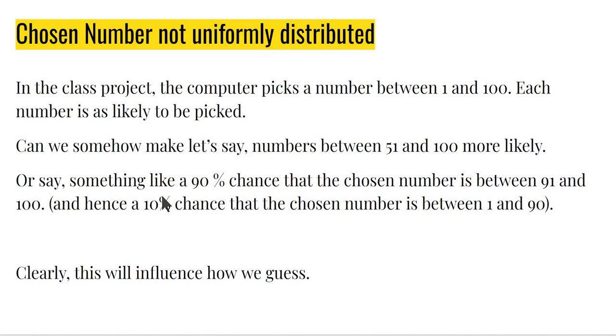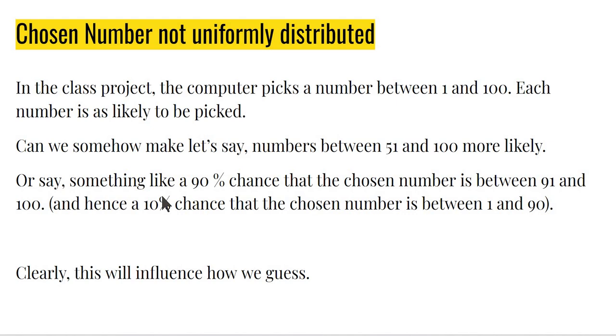I say, okay, look, can I somehow make numbers, let's say between 51 and 100 more likely? Or something even more extreme. Let's say there's a 90% chance that the chosen number is between, say, 91 and 100. And hence, there's a 10% chance that the chosen number is, say, between 1 and 90. Now, all these numbers are just arbitrary. But clearly, if the numbers are not uniformly distributed, the way you will guess will change.